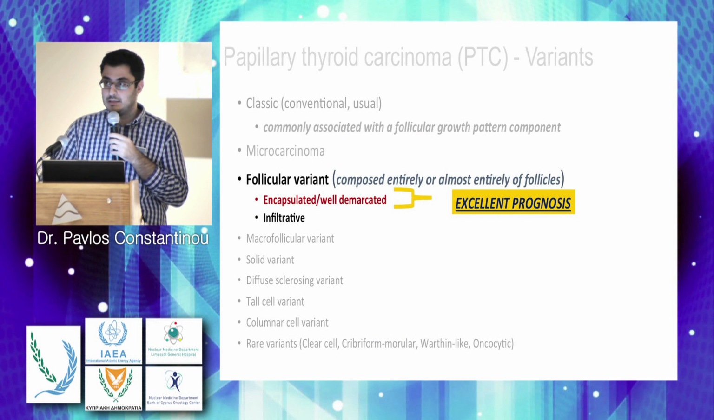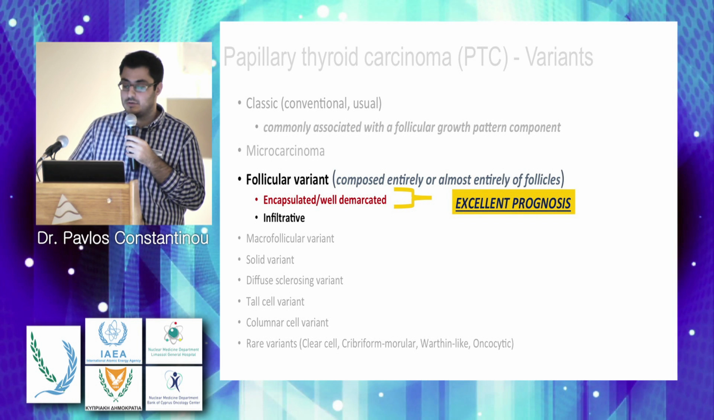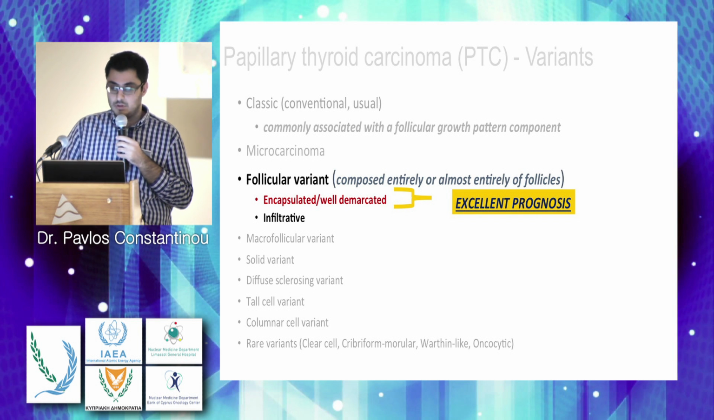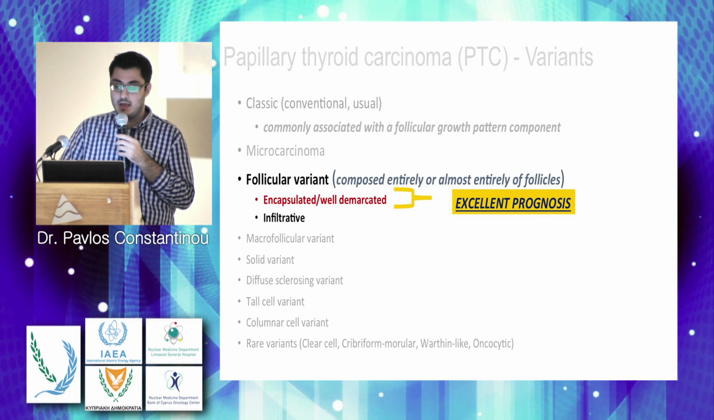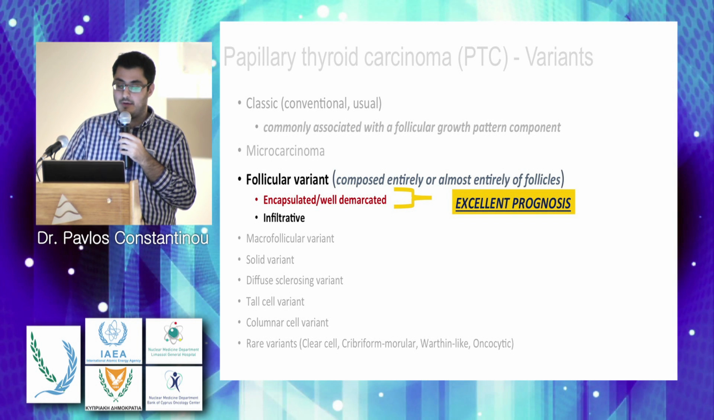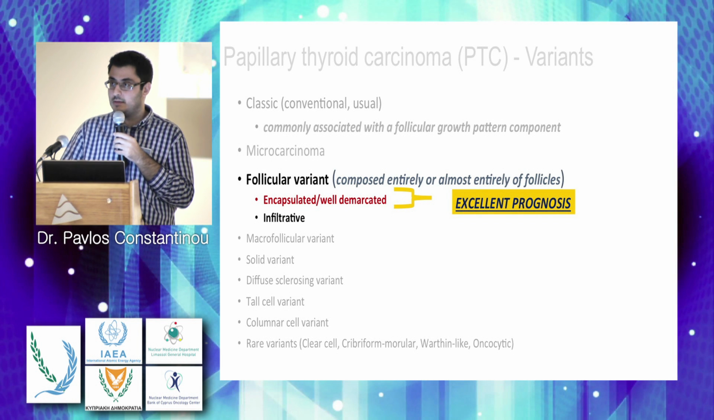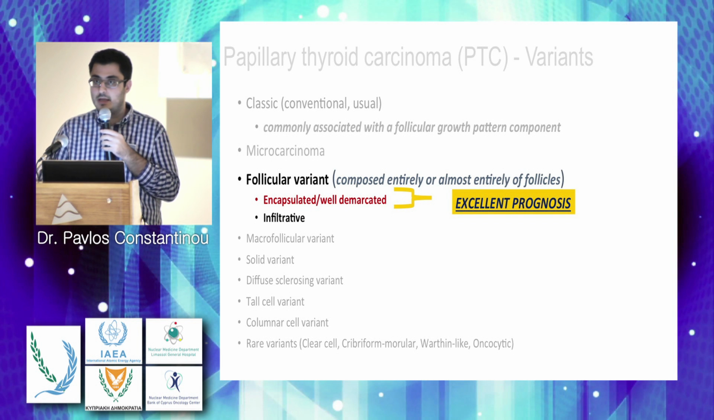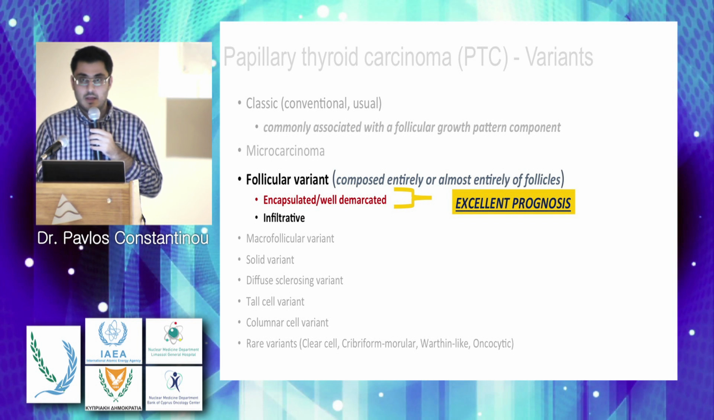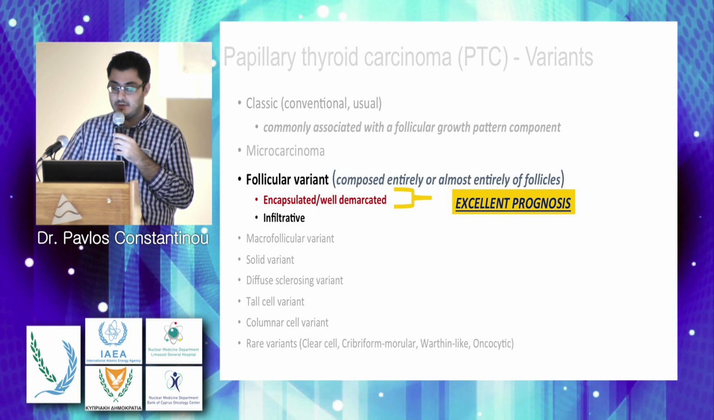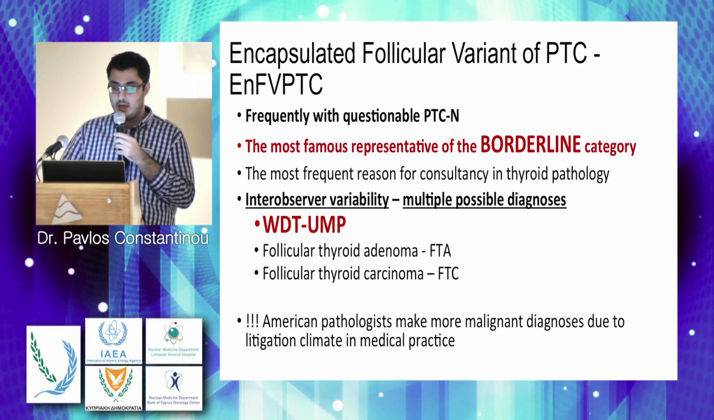Here I'm showing you once again this slide with the variants of papillary thyroid carcinoma, because there are some very interesting new data. According to one variant of papillary thyroid carcinoma, the encapsulated follicular variant, it correlates with an excellent prognosis, and this is something not very compatible with the diagnosis of a carcinoma. So investigators have made some second thoughts about the classification of this variant of papillary thyroid carcinoma.